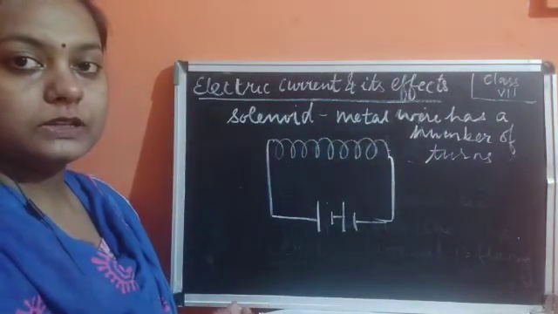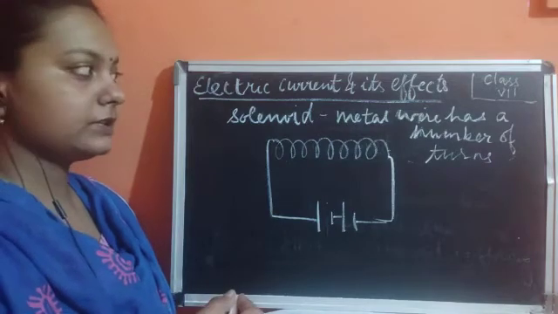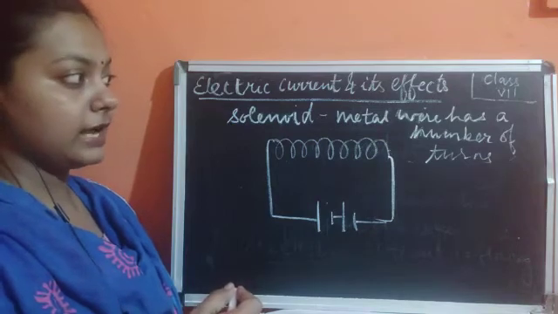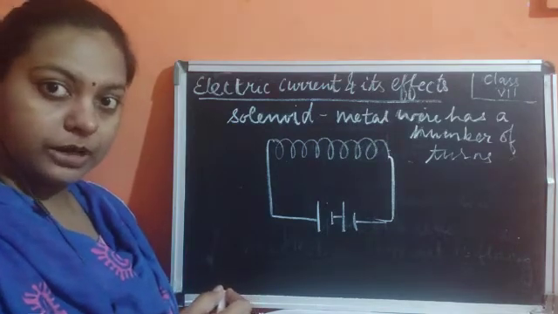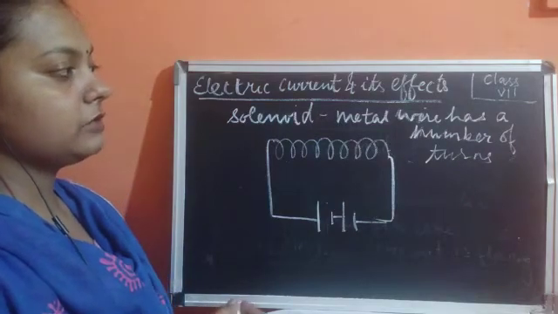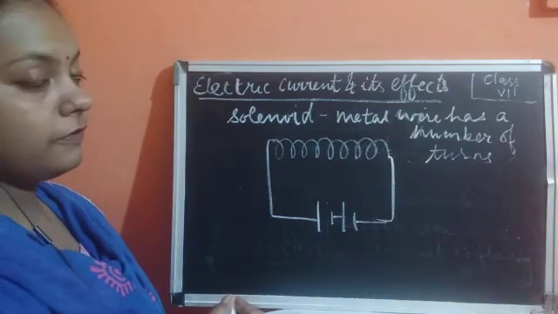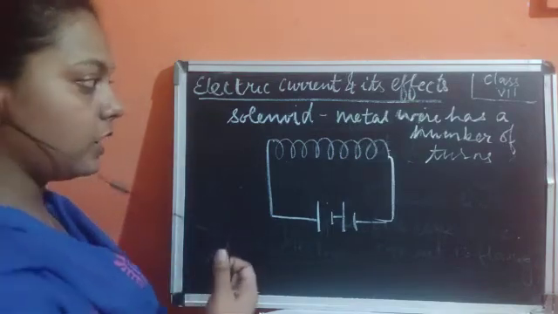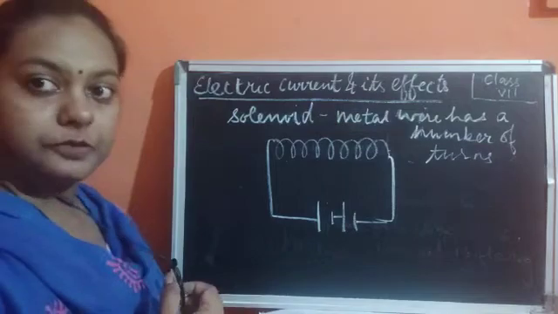Okay, now what is a solenoid? A solenoid is a structure of metallic wire which has a number of turns in it. So this is known as a solenoid. This solenoid is going to be made with the help of insulated copper wire here. Now how is this solenoid helpful in making electromagnets?